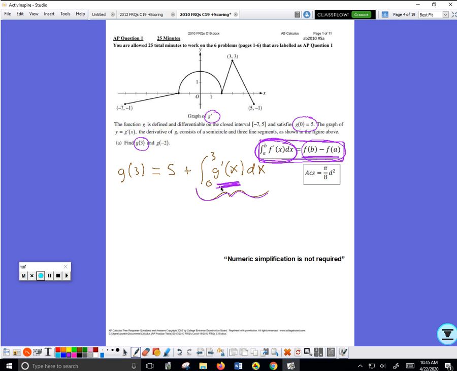And this year, because you can always use a calculator, if you have one, just use it. Like if you have a value for g prime, you just plug it in. The calculator will tell you that this integral's value is 10 or whatever it happens to be.